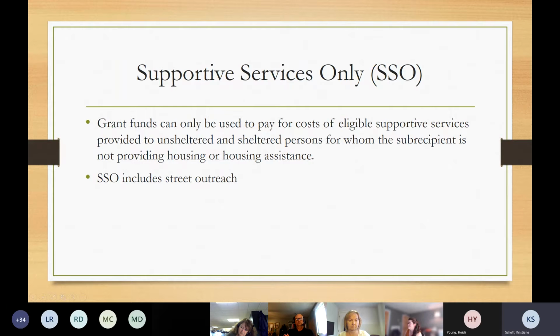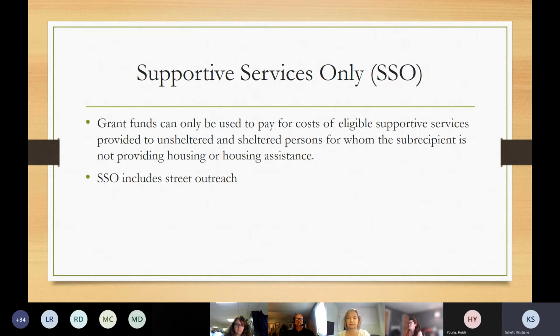The next component is supportive services only. This Continuum of Care program supportive services only component allows recipients and subrecipient agencies to provide services to individuals, youth, and families at risk of or experiencing homelessness. This component does not contain funding for housing, but only for supportive services.